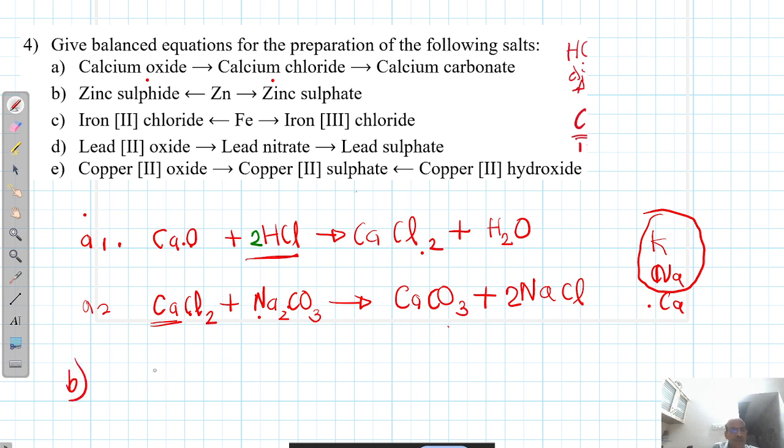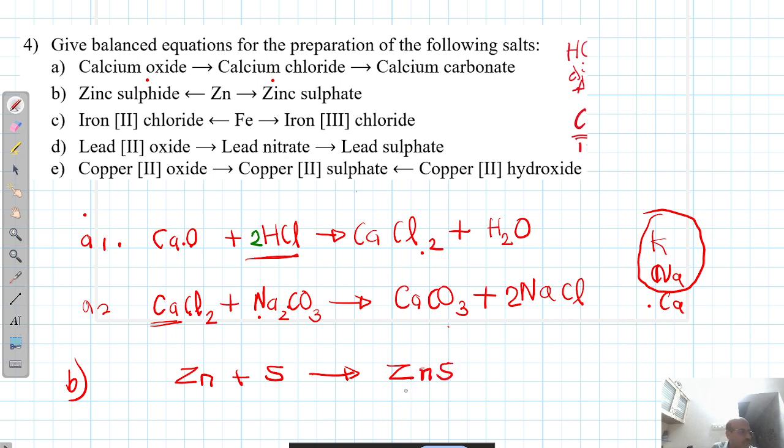Now in the B part he says zinc sulfide. What is zinc sulfide? It is ZnS. Zinc sulfide, how is this made from zinc? He is asking, this is the reverse arrow. Zinc sulfide from zinc and zinc sulfate from zinc. So there are two equations. You have to tell how you get from zinc to zinc sulfide. Very easy. From zinc, if you add sulfur, you get zinc sulfide.